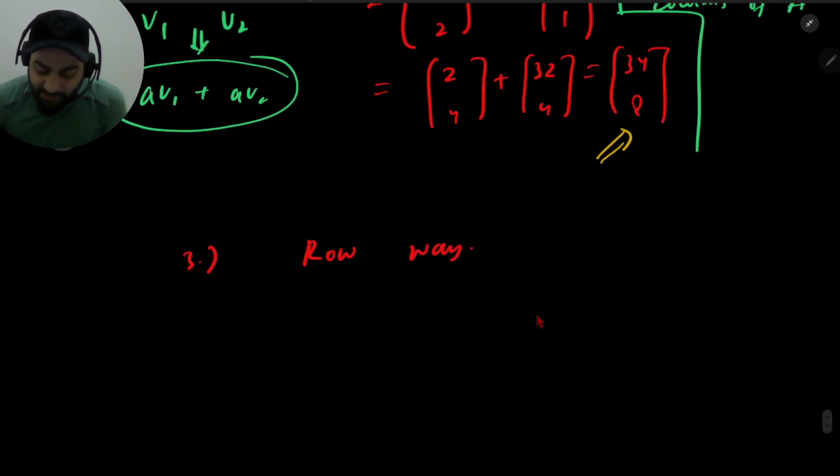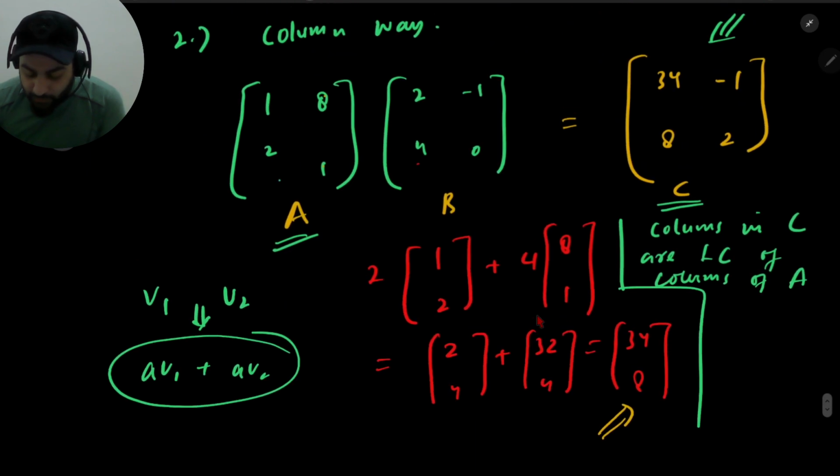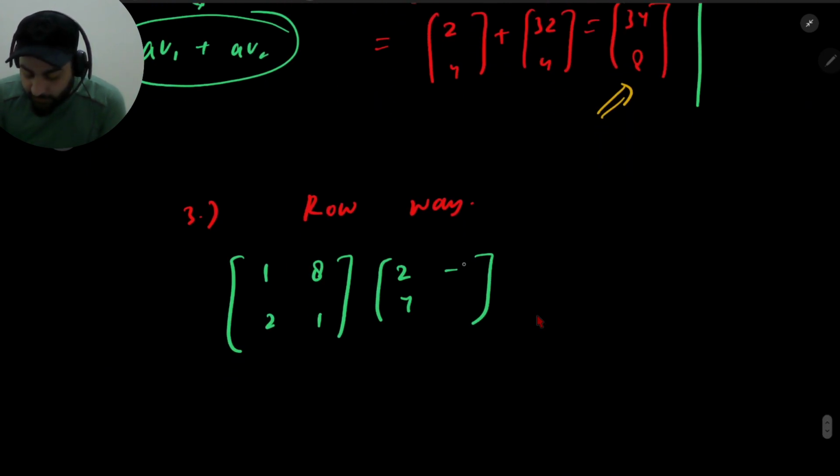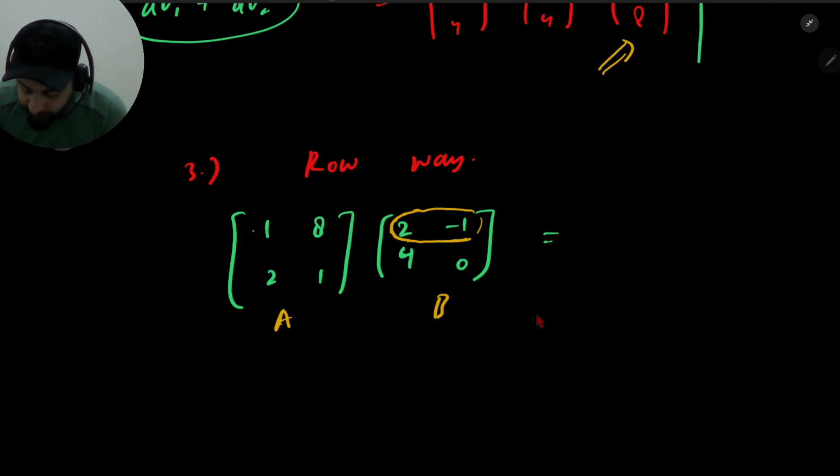Again, taking a similar matrix, let's suppose we take 1 2 8 1. This is our first matrix, 1 2 8 1, so that our answers are consistent. And 2 4 minus 1 0. So what I'll do now is take the rows of this matrix. This is matrix A and this is matrix B. I'll take the rows of matrix B and multiply them with these numbers.